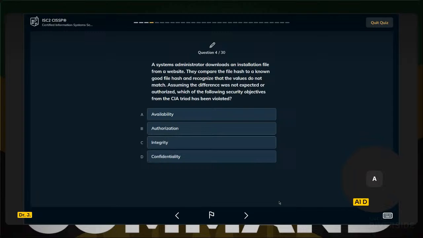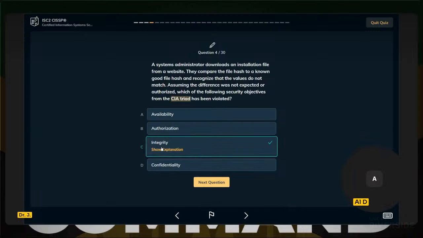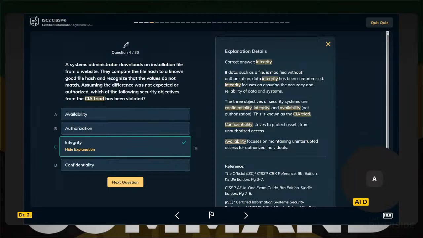All right. A systems administrator downloads an installation file from a website. They compare the hash file to a known good hash and recognize that the values do not match. Assuming the difference was not expected or authorized, which of the following security objectives from the CIA triad has been violated? Integrity. Yeah, because the hash files don't match. Yeah, that's a violation of integrity.